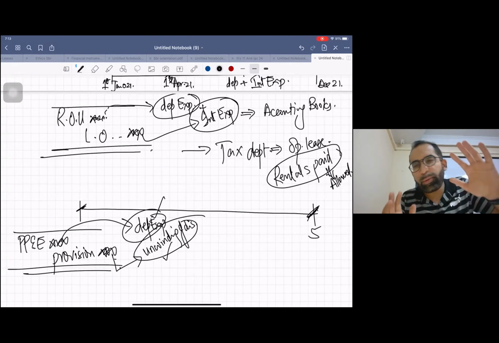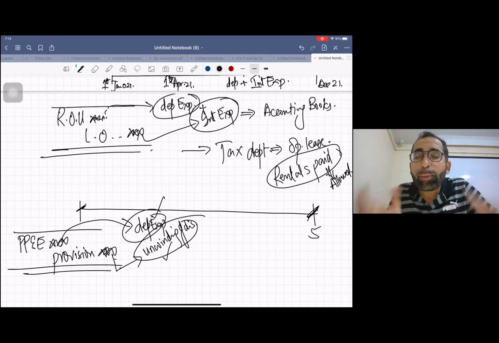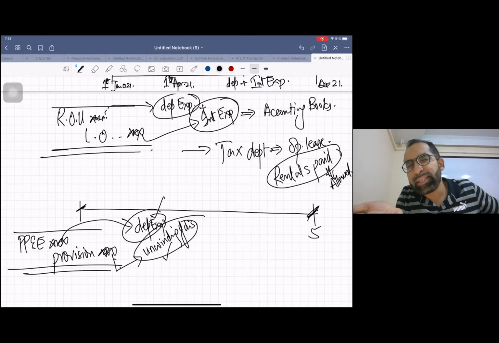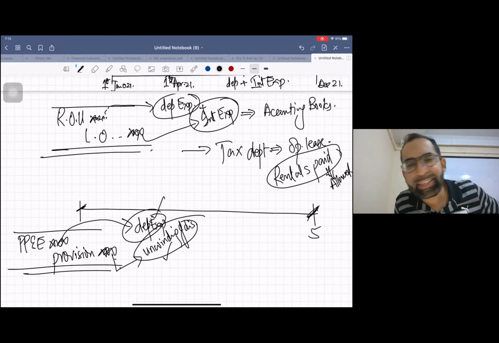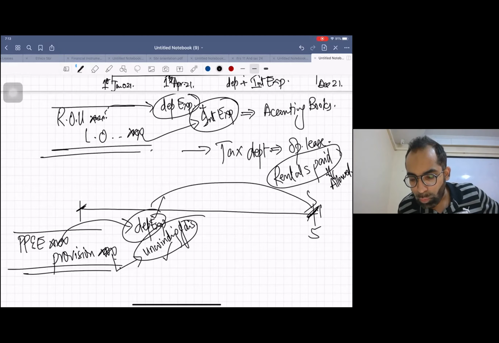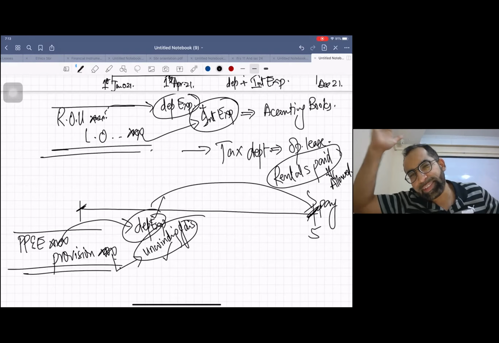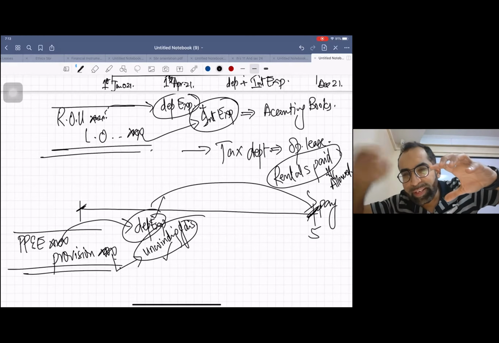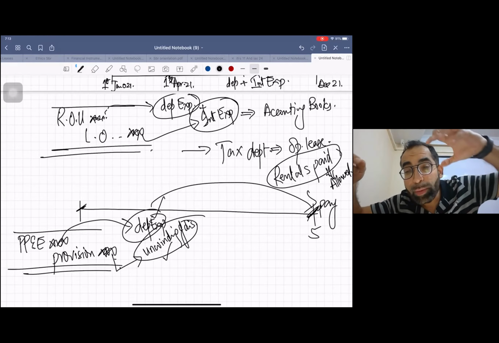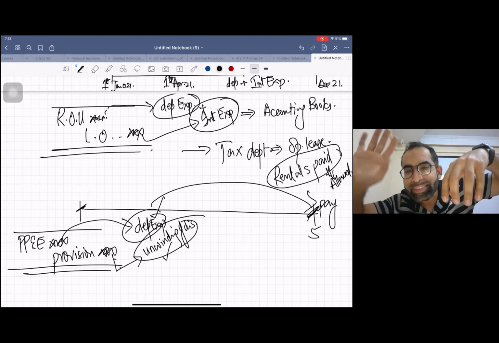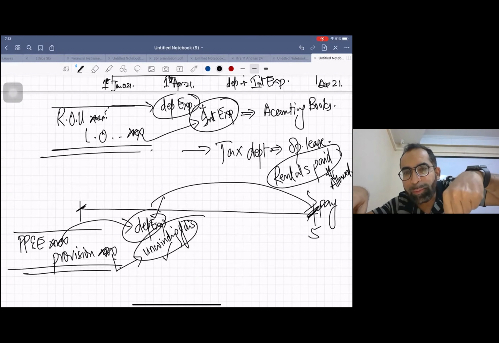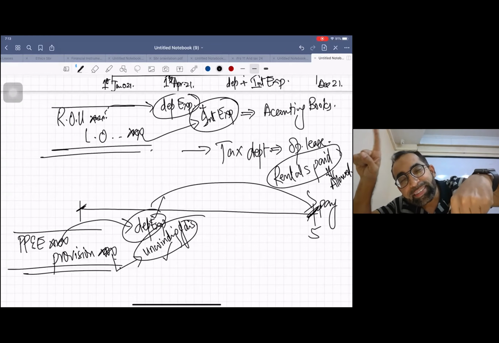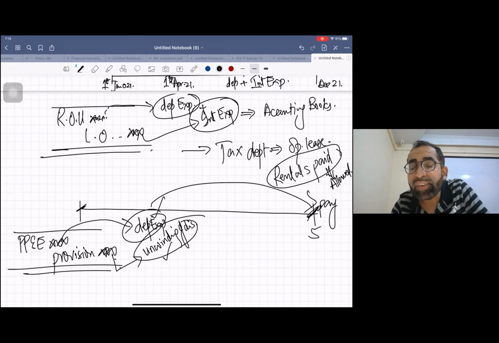Now we will go to the tax department and say, sir, please allow this expense. The tax department will say, no, we won't allow anything now, but yes, we will allow it when you pay in future. We will allow you everything together in future. So what does it mean? This means there is a timing difference, because we are booking the expense now in accounting books, but the tax department is giving us relief in future.